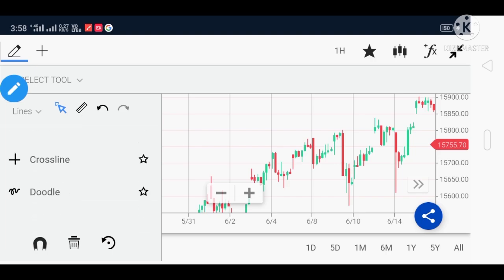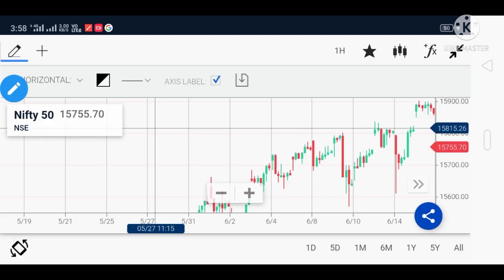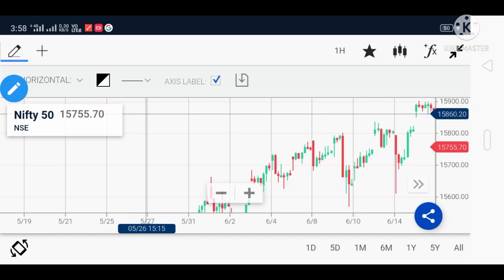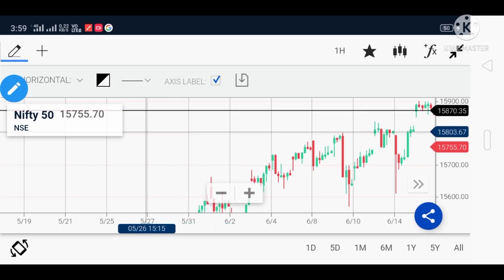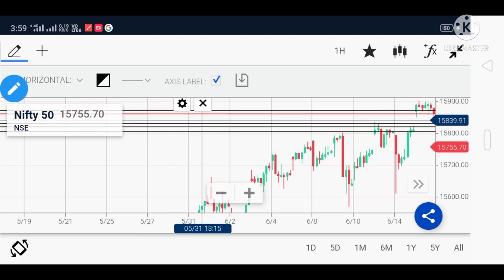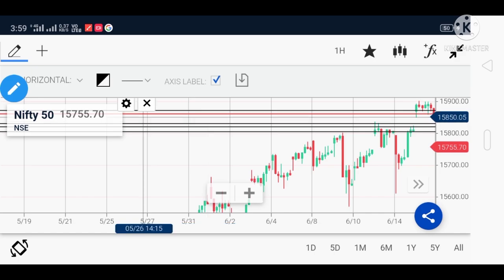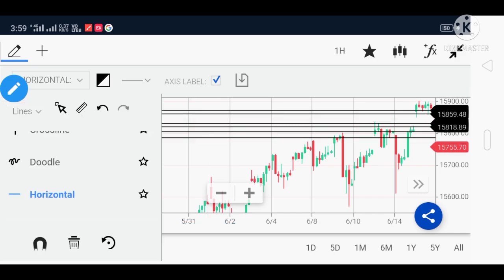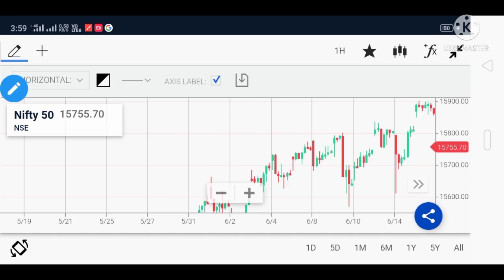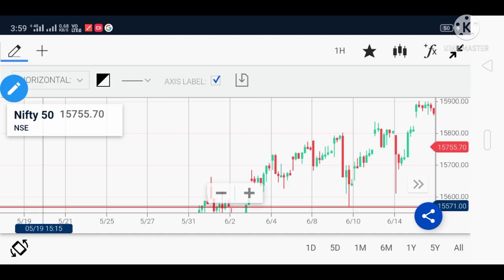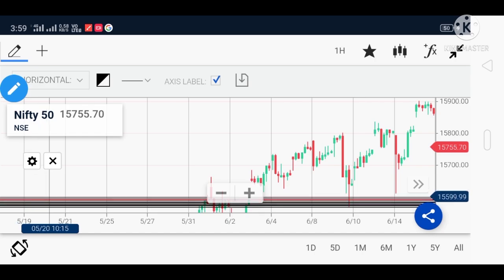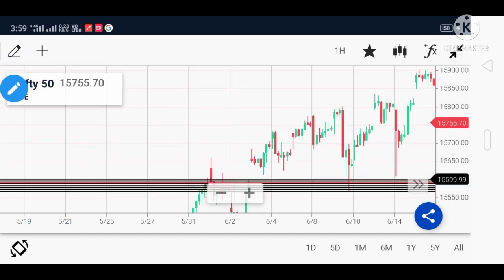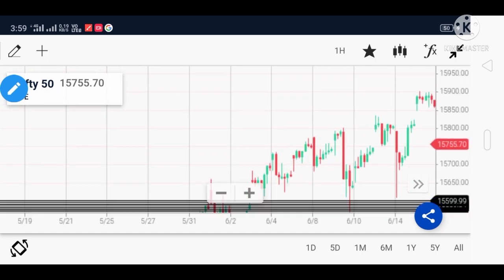First I will take some horizontal levels and draw like this, okay? Just randomly 6-7 lines like this, so that it will be easy for me to just move them and draw the levels. It's easy for me. Let me keep some lines here. So these are the lines, okay?